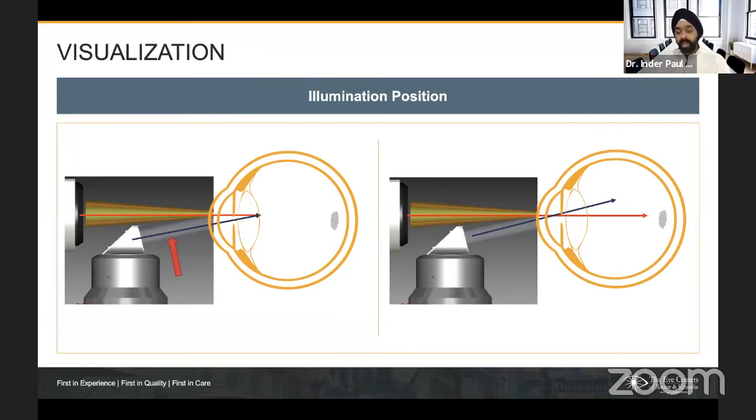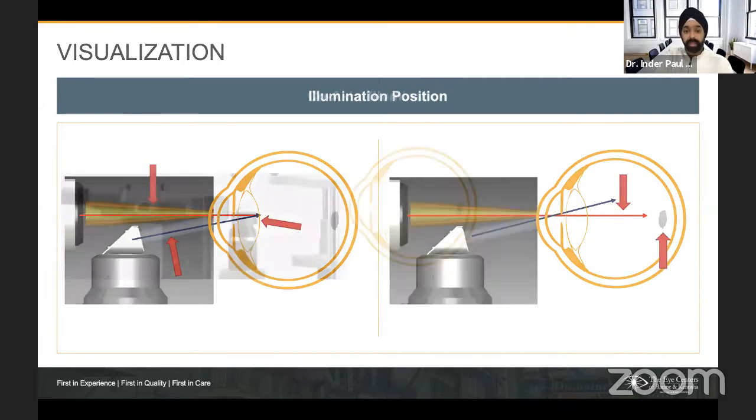Now, on the right, if you have a floater that's in the posterior vitreous, can you see that floater? You can't, because they crisscross. The illumination is not in the same axis as your oculars, and that's the reason why we have a hard time visualizing those floaters. So what did LX do?